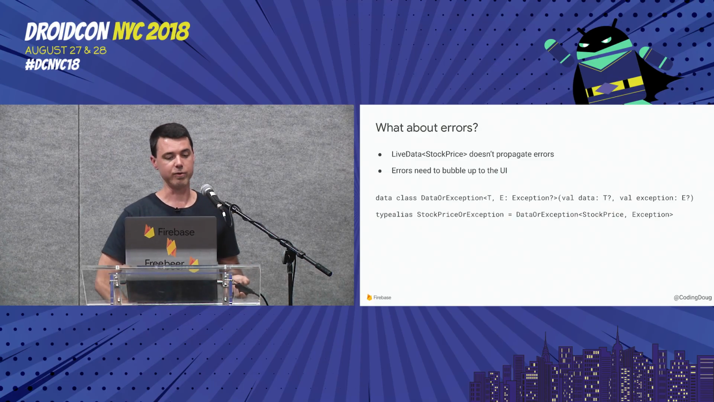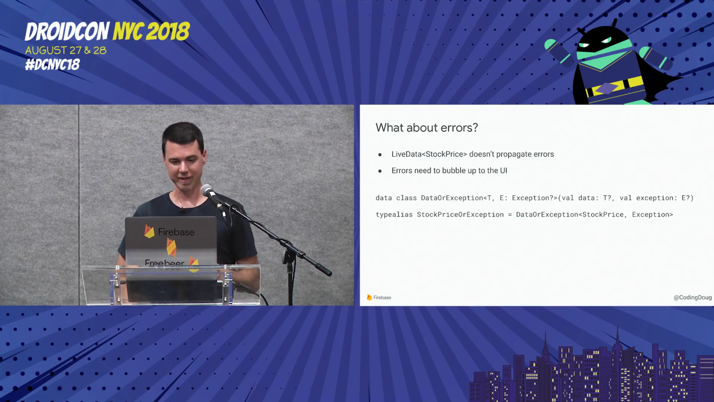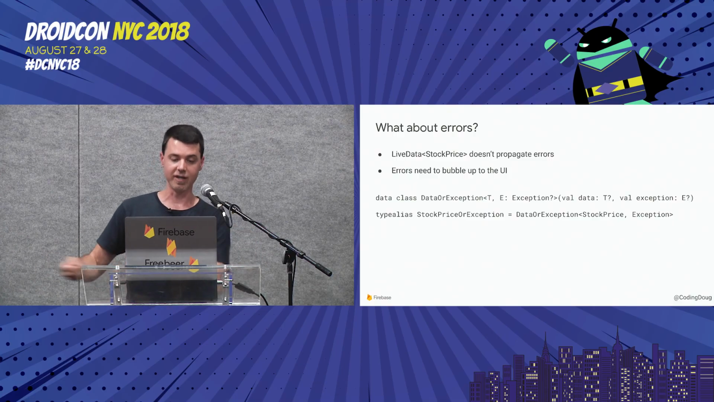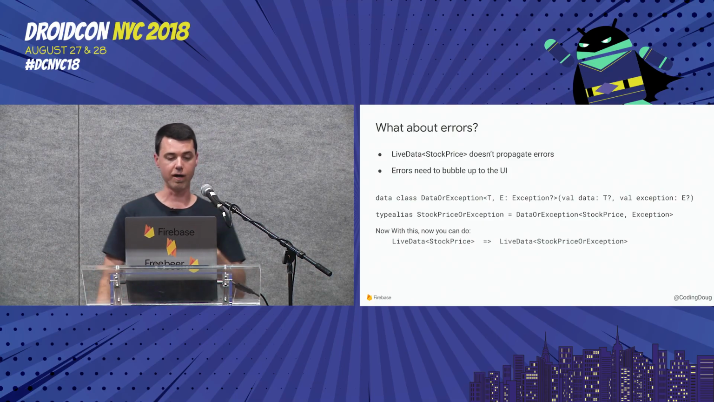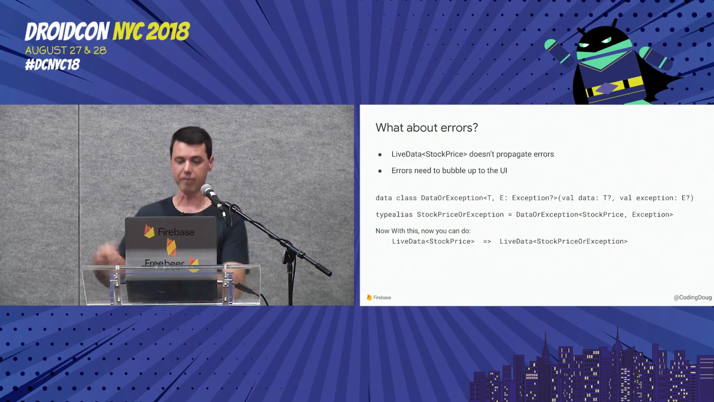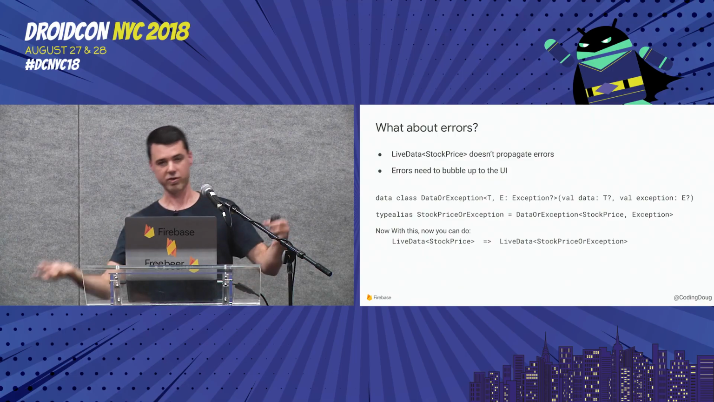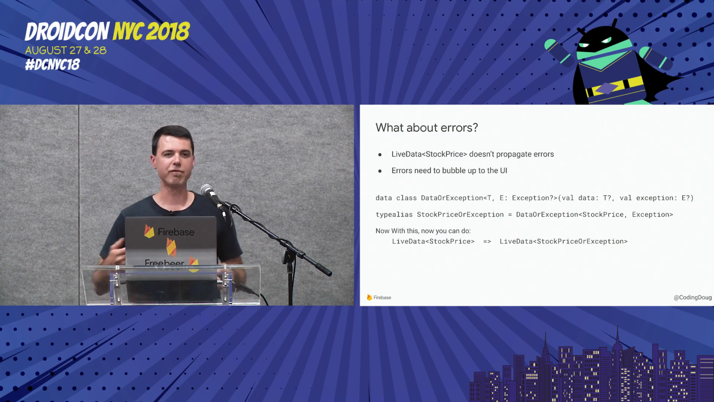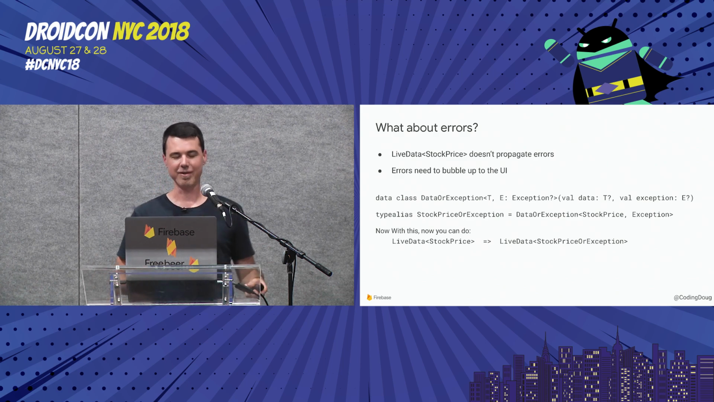And then I type alias that so it's a little bit easier to understand. So what I'll say is a stock price or exception is either a stock price object or an exception object. And that's the thing that I'll use in my live data. So instead of live data of stock price, I'll have a live data of stock price or exception. And then when I receive updates, I'll check to see is there an exception or is there stock price and update my UI accordingly.